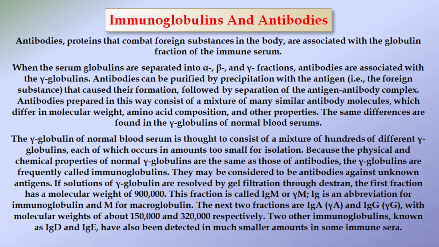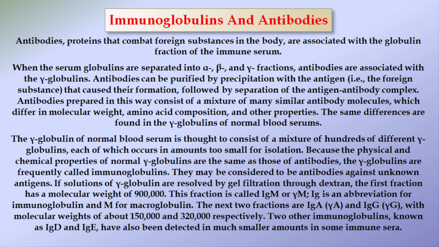Immunoglobulins and antibodies. Antibodies, proteins that combat foreign substances in the body, are associated with the globulin fraction of the immune serum. When the serum globulins are separated into alpha, beta, and gamma fractions, antibodies are associated with the gamma globulins. Antibodies can be purified by precipitation with the antigen, i.e., the foreign substance that caused their formation, followed by separation of the antigen-antibody complex.